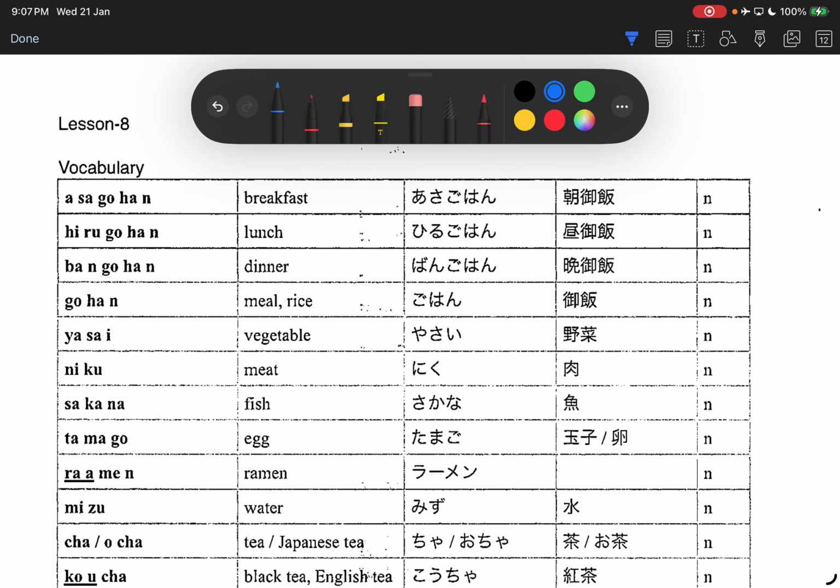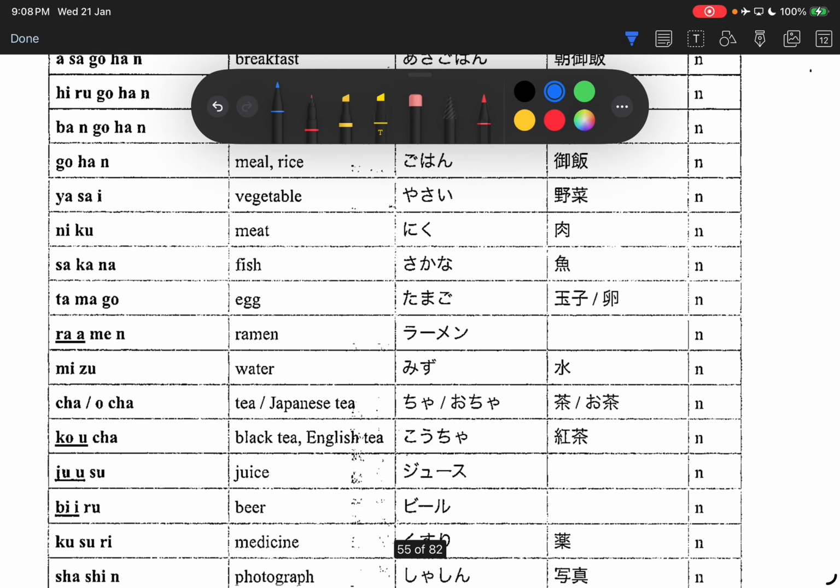Asa gohan. Hiru gohan. Ban gohan. Gohan. So do you realize that gohan simply means rice or meal? And then if you put the timing before the meal, it just becomes like breakfast, lunch and dinner. Right? So asa, hiru, ban. This one we learned before already. Next, yasai. Niku.